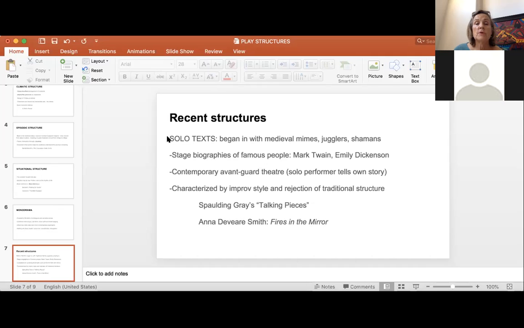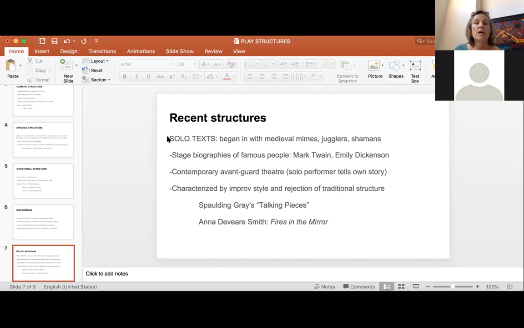So we have a lot of different kinds of ways that begins, and it goes into stage biographies. There's some famous ones of Mark Twain, Emily Dickinson, and other famous people that one entire play is written about that person, usually embodied by one person. So the actor embodies the character of Mark Twain and then tells the story of his life and the story of how they've written their particular novels. These two people, Mark Twain and Emily Dickinson, happen to both be novelists.